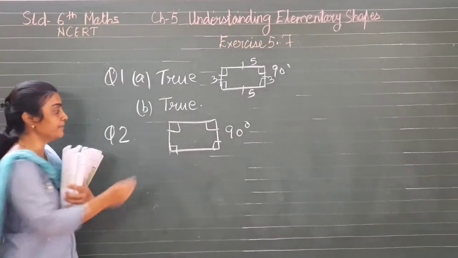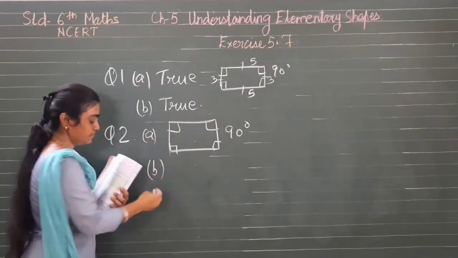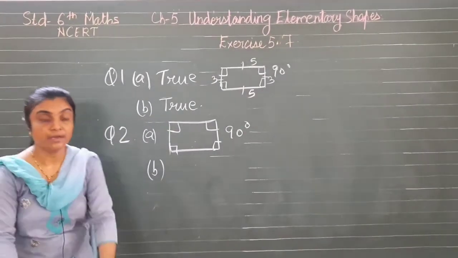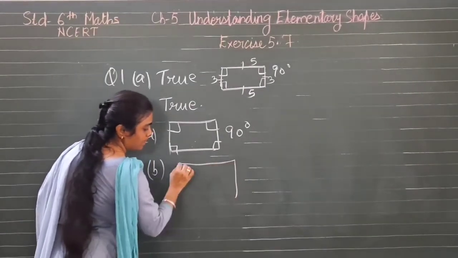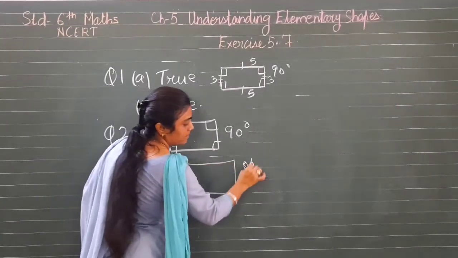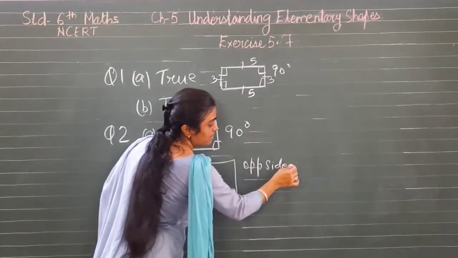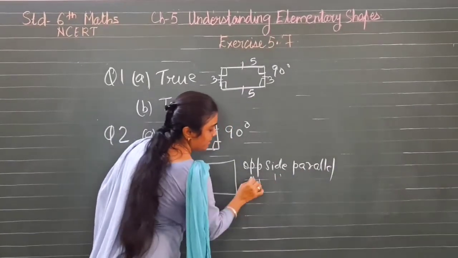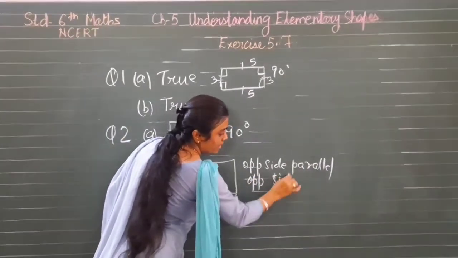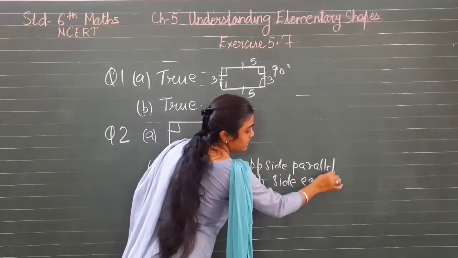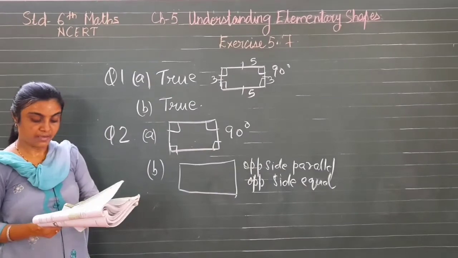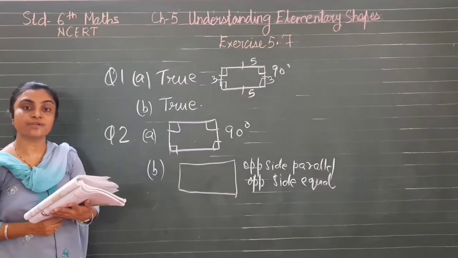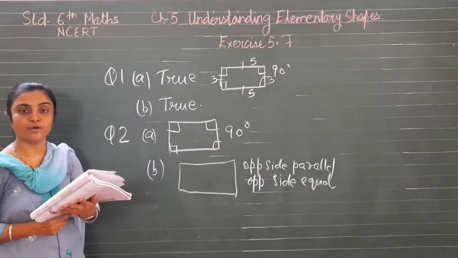Now let us see B. A rectangle can be thought of as a special parallelogram. Parallelogram, that means in a parallelogram opposite sides are parallel and opposite sides are equal. So we can say that a rectangle can be thought of as a special parallelogram. Rest of the sums you can solve it by yourself using the same logic.